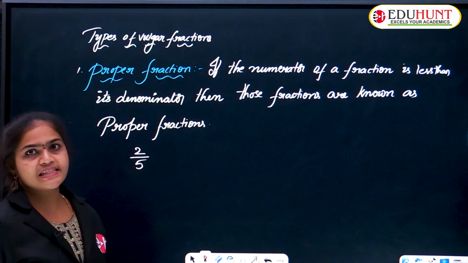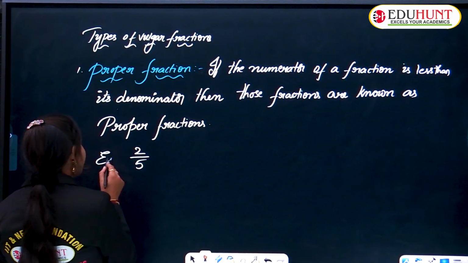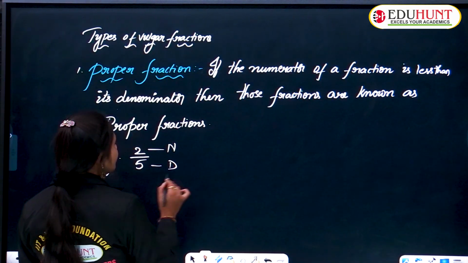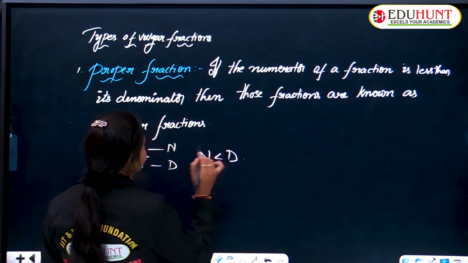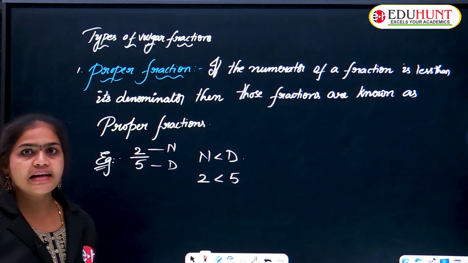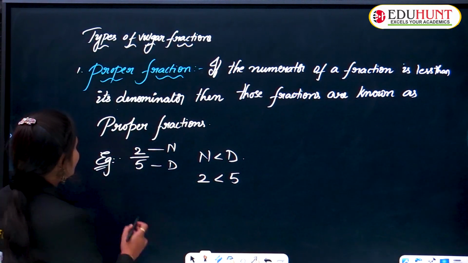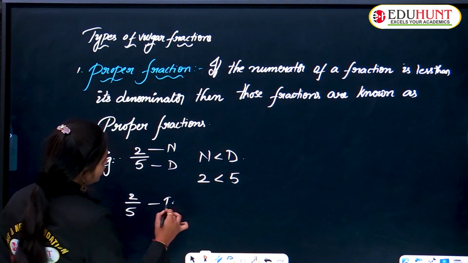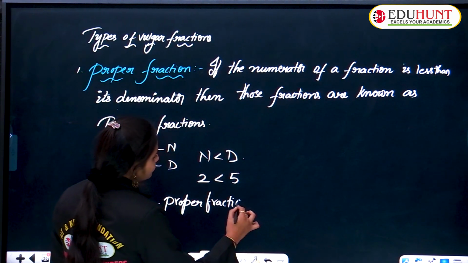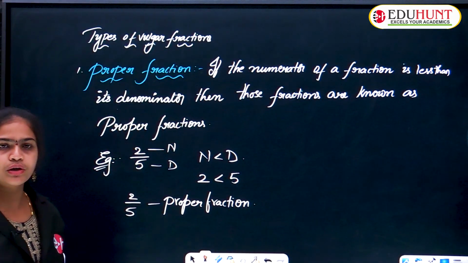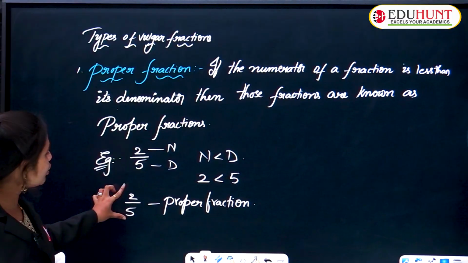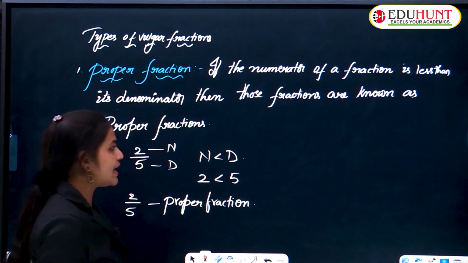2 by 5 is a proper fraction. Why? Because here 2 is the numerator and 5 is the denominator. The numerator is less than the denominator, which means 2 is less than 5. That's why we call 2 by 5 a proper fraction. Did you understand this? The numerator is always less than its denominator, then those fractions are proper fractions.